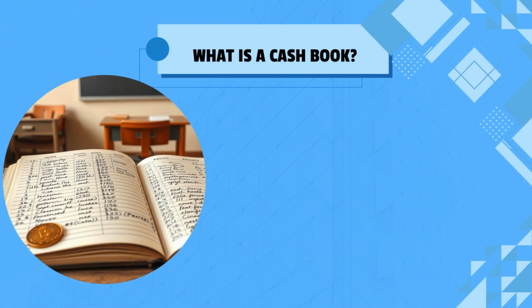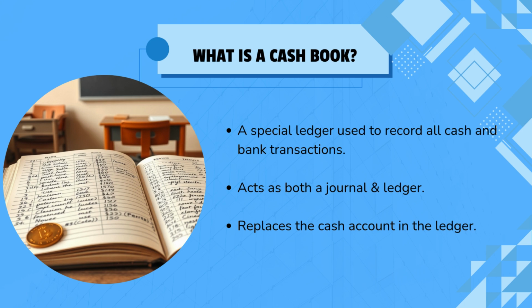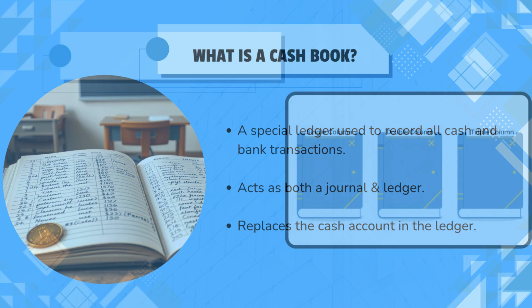What is a cash book? A cash book is a special ledger used to record all cash and bank transactions. It acts both as a journal and a ledger, and it replaces the cash account in the ledger.